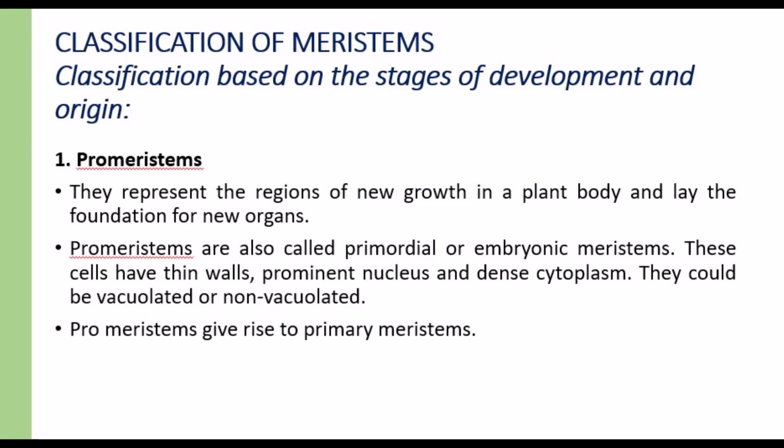Promeristems. These are the young regions of the plant body which lay foundations for new organs. Promeristems are also called primordial or embryonic meristems. These cells have thin wall, prominent nucleus, and dense cytoplasm. They could be vacuolated or non-vacuolated. Promeristems give rise to primary meristems.